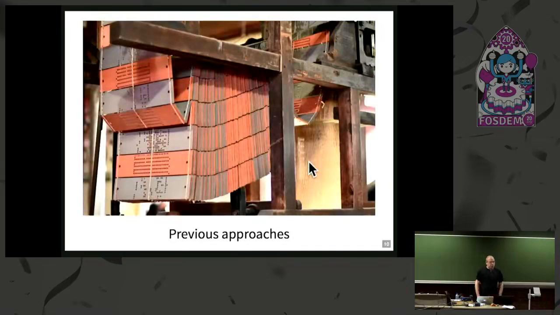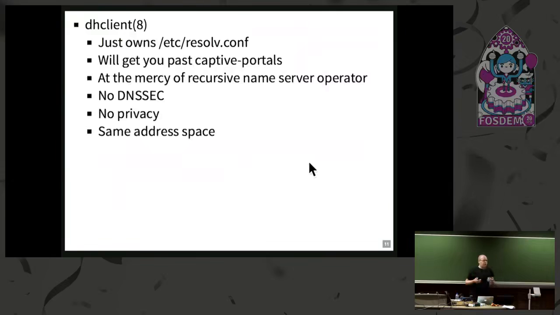So what did people do before on their laptop? You just run dhclient. It takes over resolv.conf. You will get past captive portals with this, because that's how they're designed, how to get past them. But you're at the mercy of the nameserver operator, whatever the network hands you. You don't have DNSSEC in the sense that you don't run the crypto on your laptop. So maybe the nameserver does this, but it gives you an AD flag. Can you trust that? I don't. It also probably doesn't give you privacy. Really depends on what the thing behind this does, but not on the first hop.